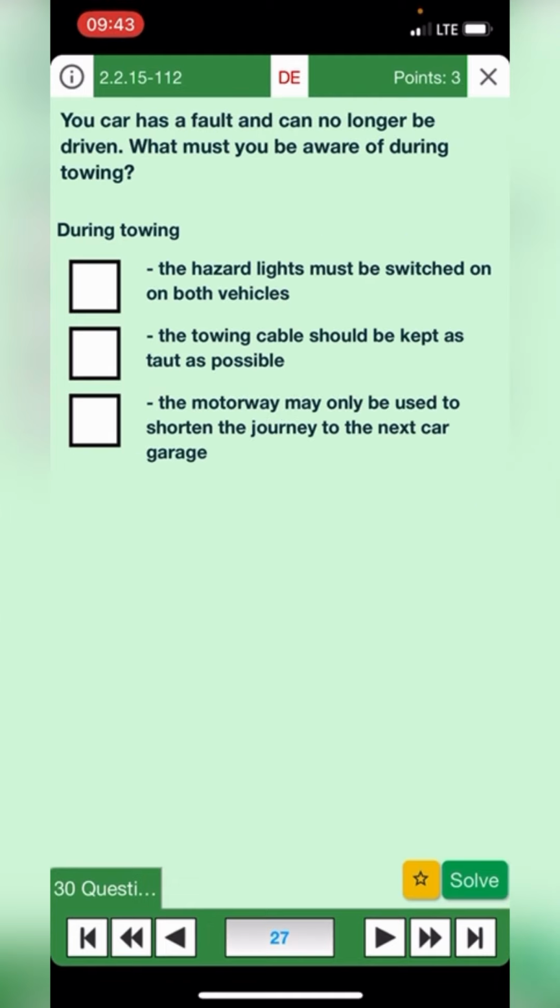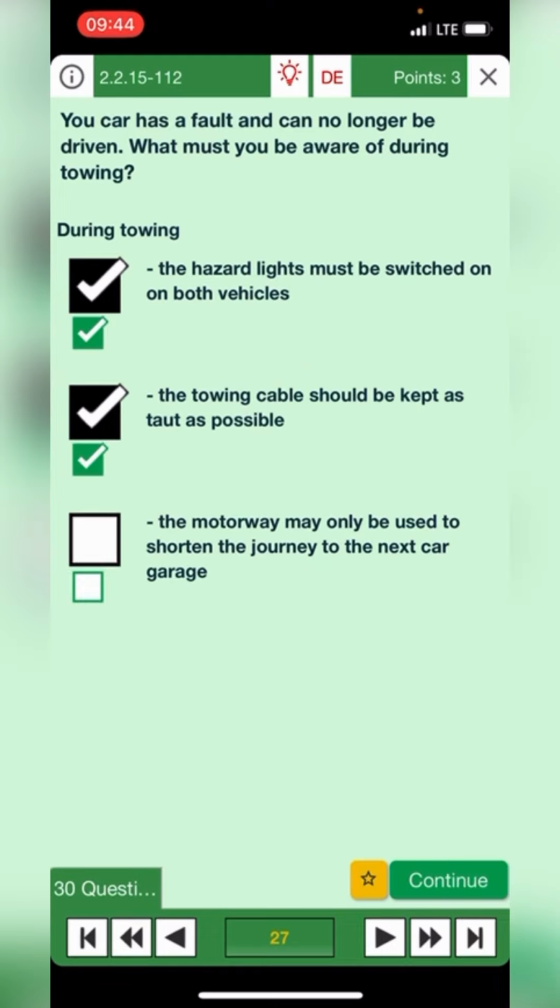Let's look at this question. Your car has a fault and can no longer be driven. What must you be aware of during towing? There are two kinds of questions like this. One probably will be on a motorway and the other on an autobahn. Let's look at the differences. In this case, yes, you should switch on the hazard lights. The towing cable should be kept taut. Yes. The motorway may only be used to shorten the journey to the next car garage. No, you can continue your journey on the motorway. That should not be an issue. That's all. Go to the next.